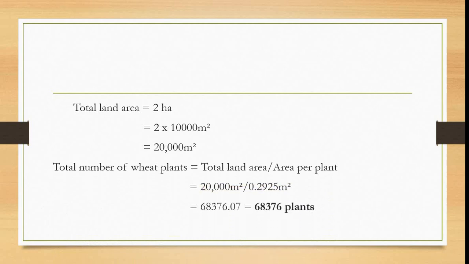So we get 68376.07. Approximately, you don't have decimal plants, so you could approximate that to a whole number, you get 68376 plants. So that's how you go about it.